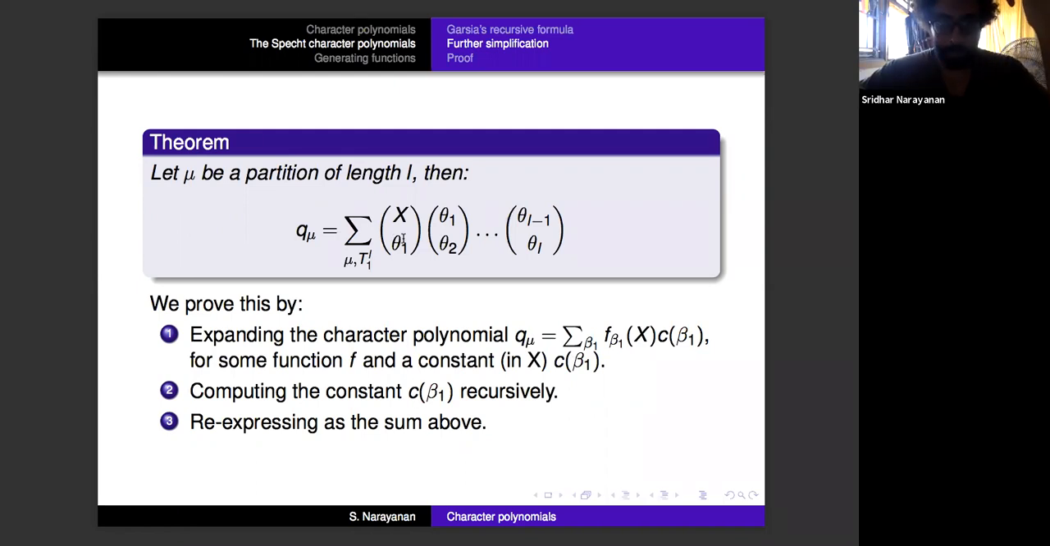Right. So how we're going to do this is we start with the recursive version of the spec character polynomial that was obtained by Garcia, and then we expand it to some term of this kind, where you have a function in the partition beta 1, and then you have some constant. It's a constant for x, but it depends on beta 1. Then we compute this constant, and then we simplify it. So those are the three basic steps. So let us start with the first step.